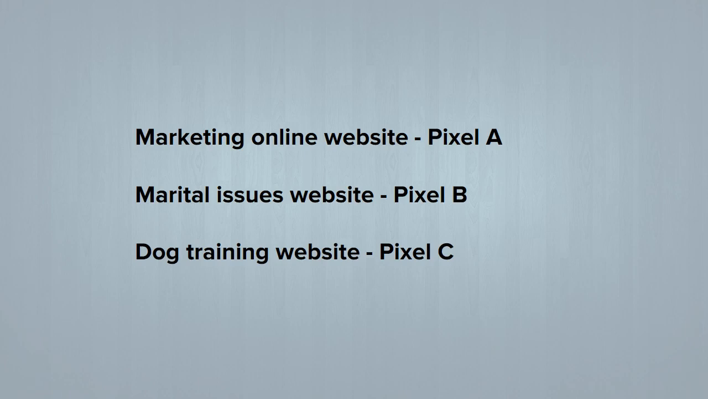So this is what I mean. Let's say you are promoting 3 different products, and these 3 different products cater to 3 different audiences. For instance, let's say you have a product on marketing online, a product on marital issues, and a product on dog training. As you can see, these 3 products cater to different audiences. So it will be unwise to promote all 3 unrelated products on the same website.